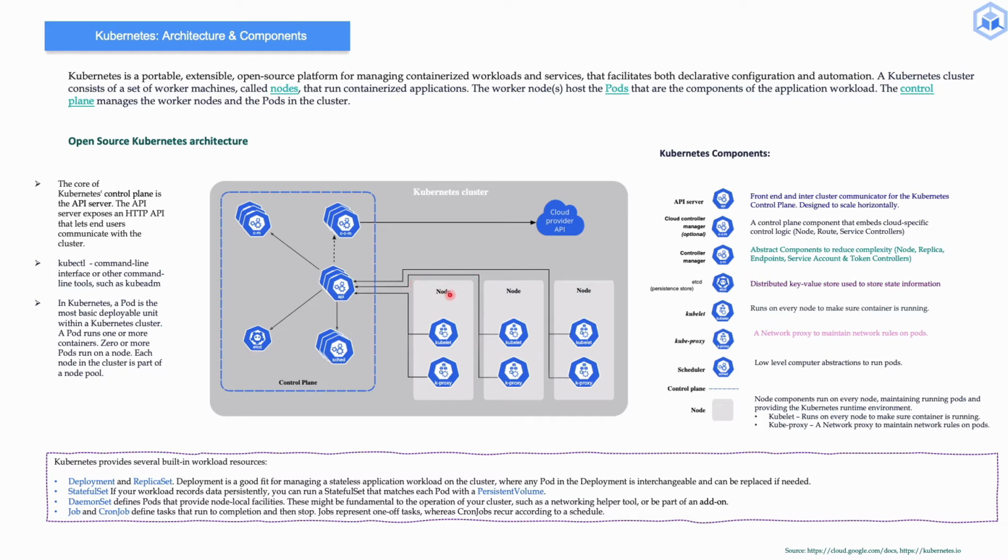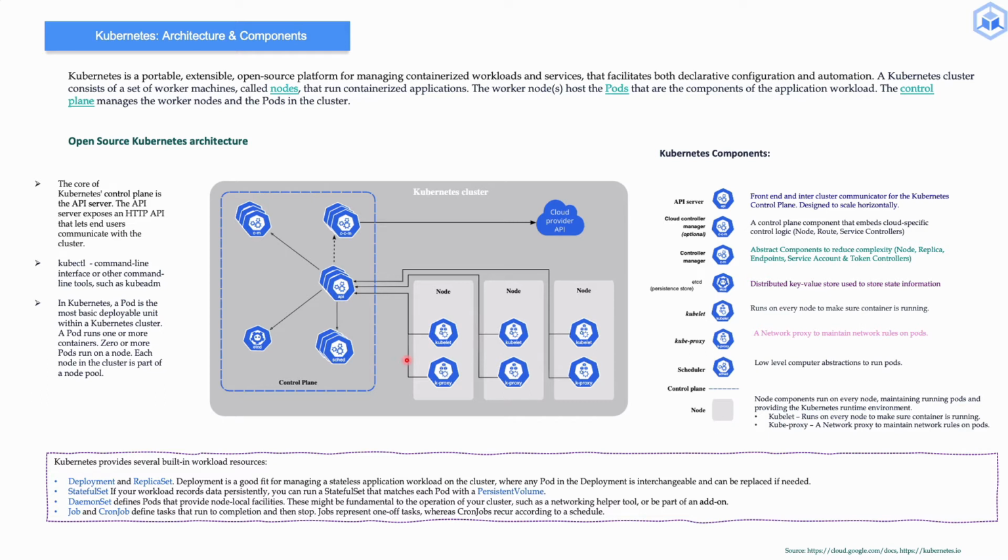So when you come to a node, node components run on every node, and they maintain running pods and provide the Kubernetes runtime environment. There are two primary ones, kubelet and kubeproxy. So you can see the kubelet and the kubeproxy. Kubelet runs on every node to make sure that the container is running. Kubeproxy is a network proxy to maintain network rules on pods.